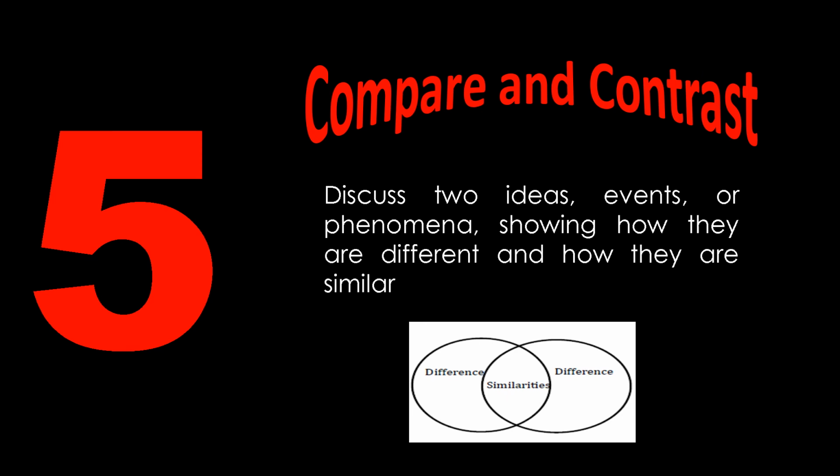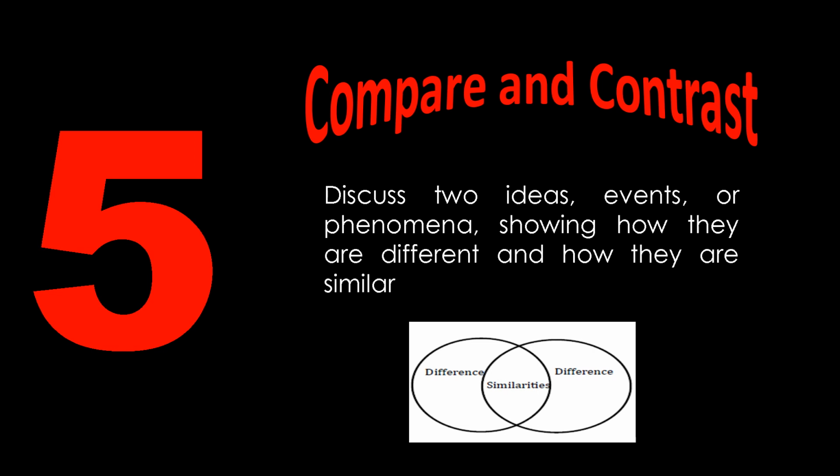Another text structure is compare and contrast. This is used to discuss two ideas, events, or phenomena, showing how they are different and how they are similar. This is also used to provide an explanation telling why or how something happened. It describes how two or more events are related or connected. You can use a Venn diagram to present the similarities and differences of your chosen topic.